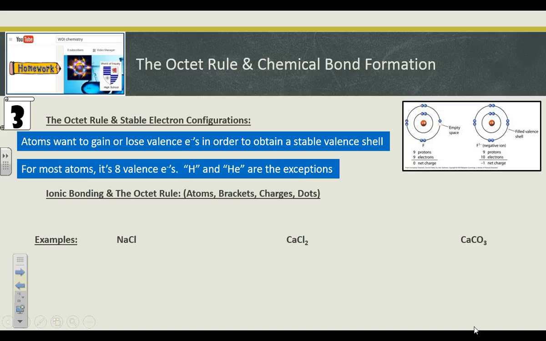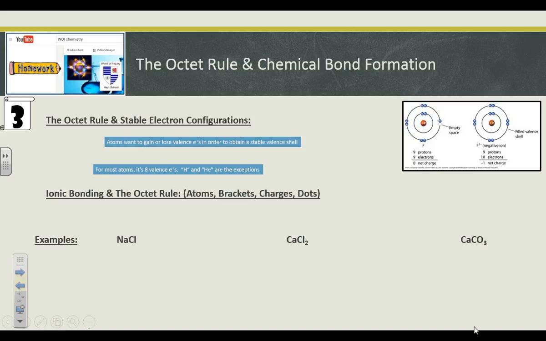The only exception is hydrogen and helium. To be honest with you, for us it's hydrogen because helium doesn't react at all, so we won't see that either. But those are the two that can have a valence shell of 2 and be happy. We do call that a duet, by the way. Okay, duet instead of an octet. So you will hear that word from time to time.